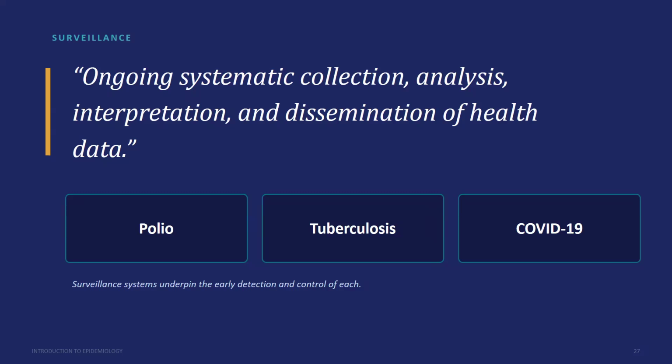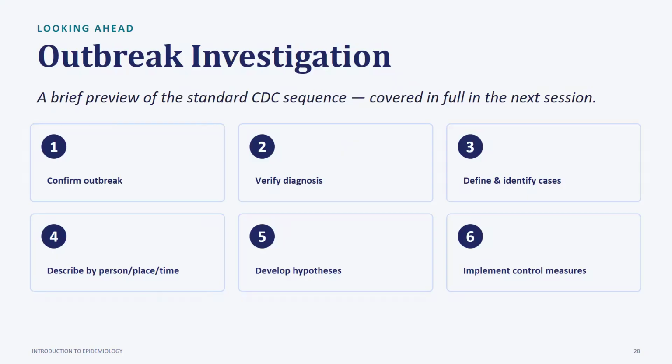So surveillance, which is the main function of epidemiology, is the ongoing systematic collection, analysis, interpretation, and dissemination of health data. For example, there is ongoing surveillance of polio, tuberculosis, and COVID-19. These systems underpin the early detection and control of each. Then we have outbreak investigation in epidemiology. This is a brief preview. For example, the steps are: we confirm the outbreak, we verify the diagnosis, we define and identify the cases, describe them by person, place, and time, we develop the hypothesis, and then we make the control measures and then implement them.